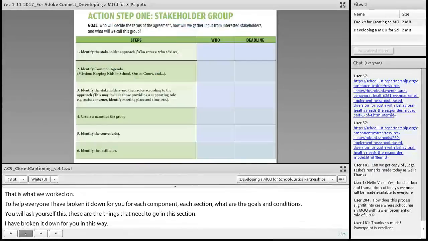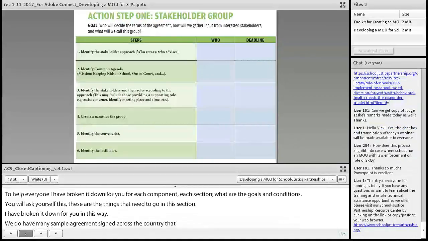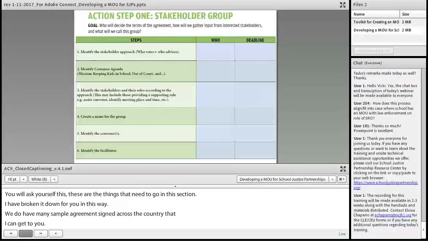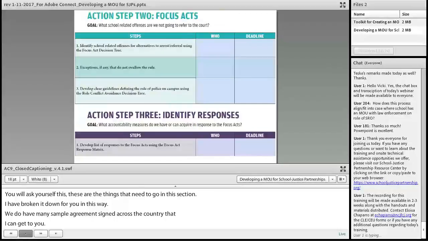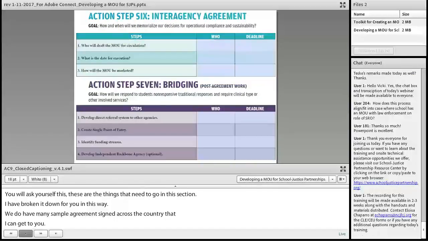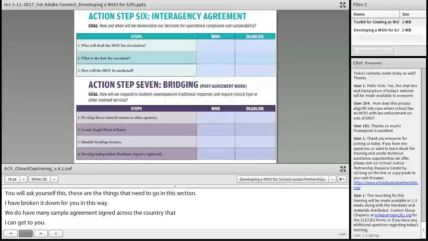And finally, I'm going to leave you with this. I can't really go through it, but I think it's pretty self-explanatory. The stakeholders group, this is something you can modify, whatever you want to do with it, but these are your action steps. It says who's responsible. It could be more than one person. What's the deadline? It helps to guide you, your stakeholder group, your focus acts, identifying the responses, your graduated responses, coming up with your quality control measures, then the interagency agreement itself, when you're going to sign the MOU.